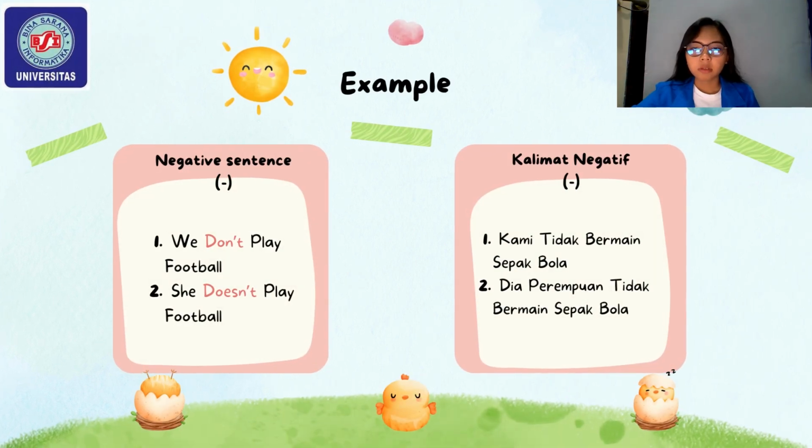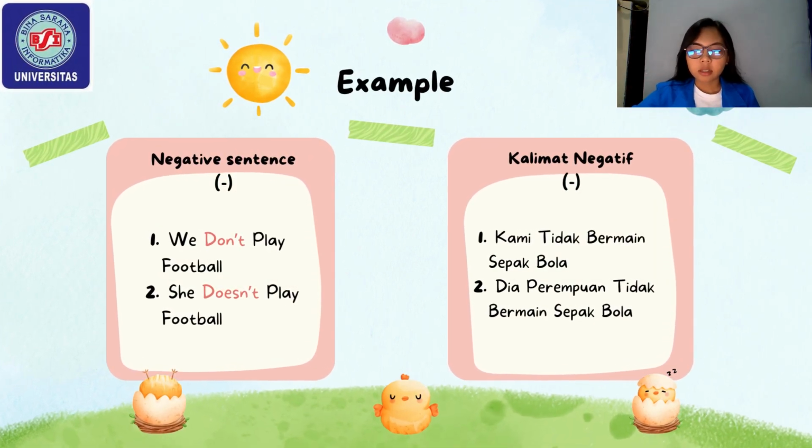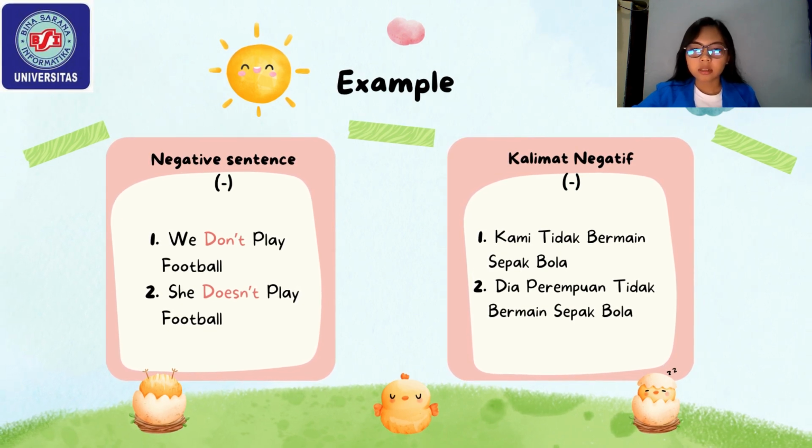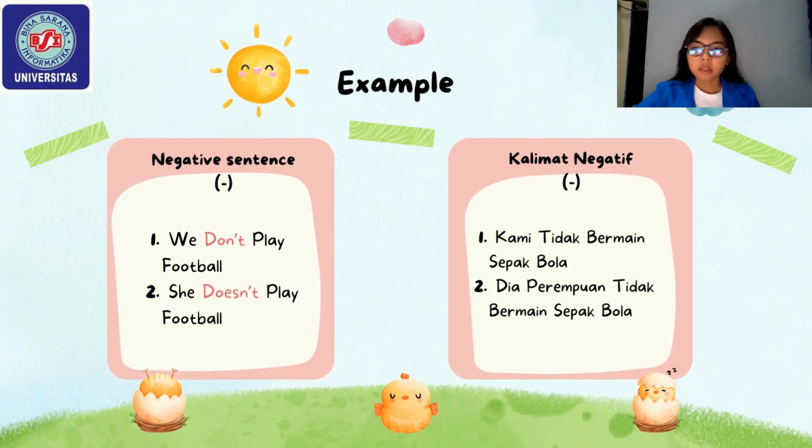Next, example for negative sentence. Number 1, we don't play football. Number 2, she doesn't play football. In example number 1, where the subject is we, don't is used, while in example number 2, the subject is she, so doesn't is used.